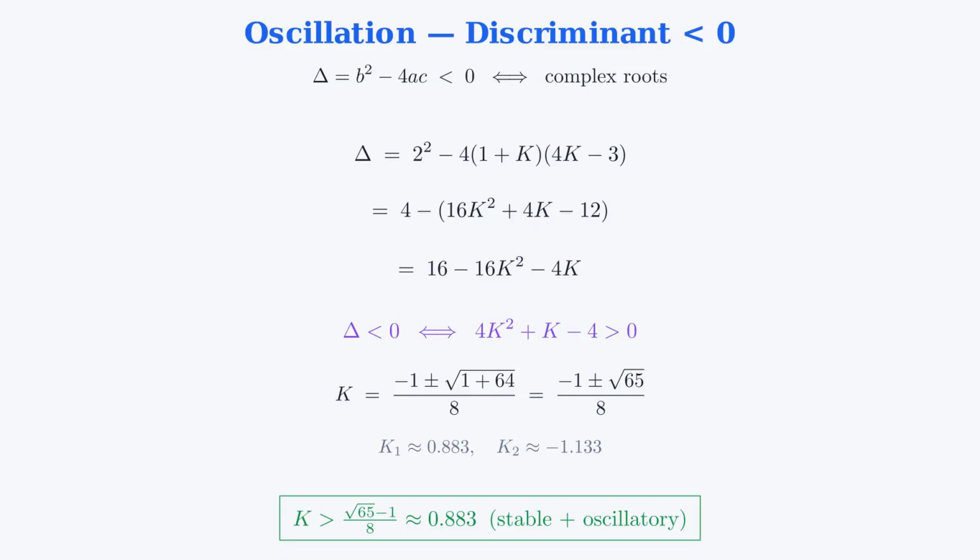Closed loop is oscillatory when k is greater than approximately 0.883. The exact value is root 65 minus 1, all over 8. Between 0.75 and 0.883, the system is stable but not oscillatory. Two real negative poles.